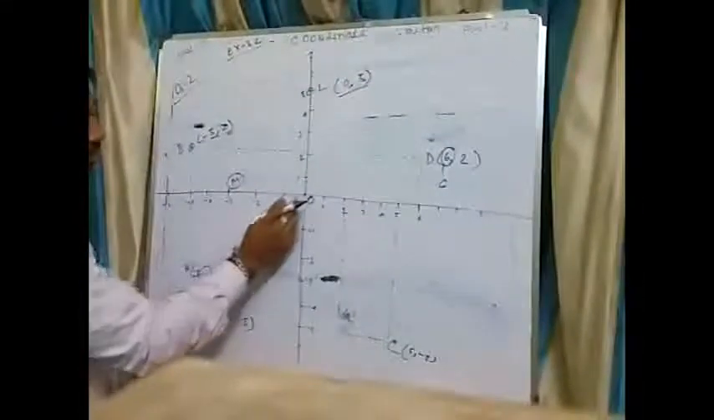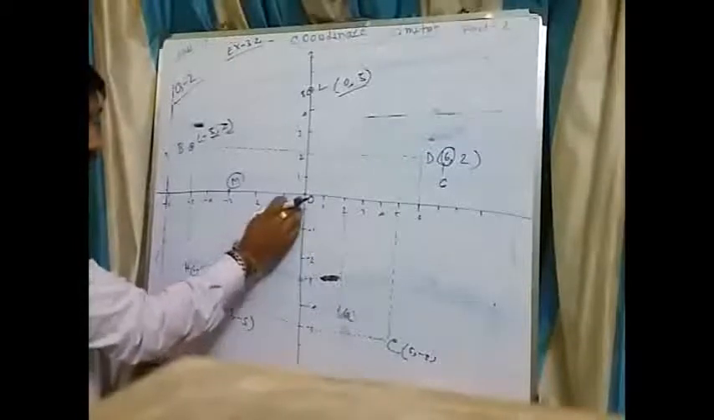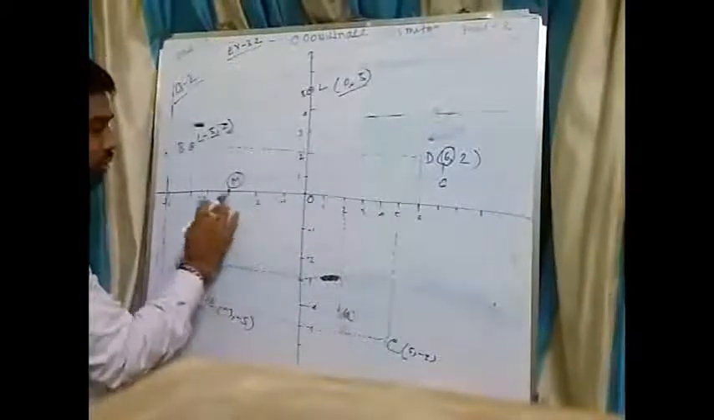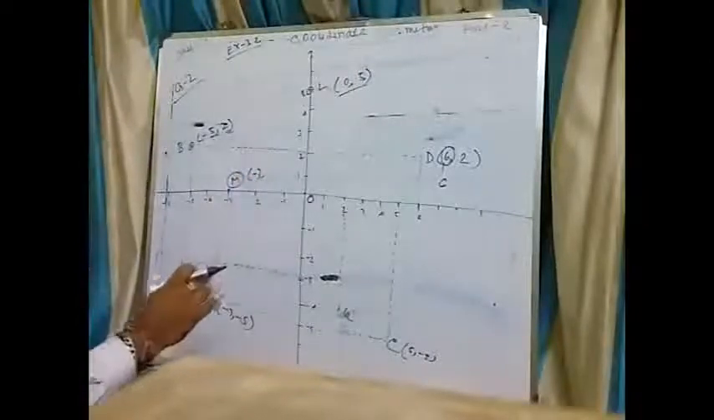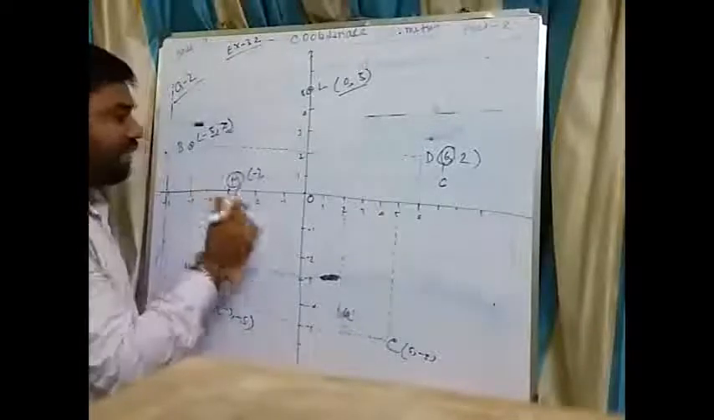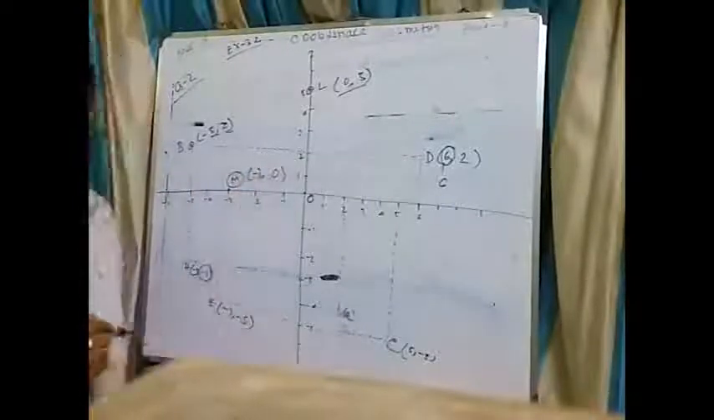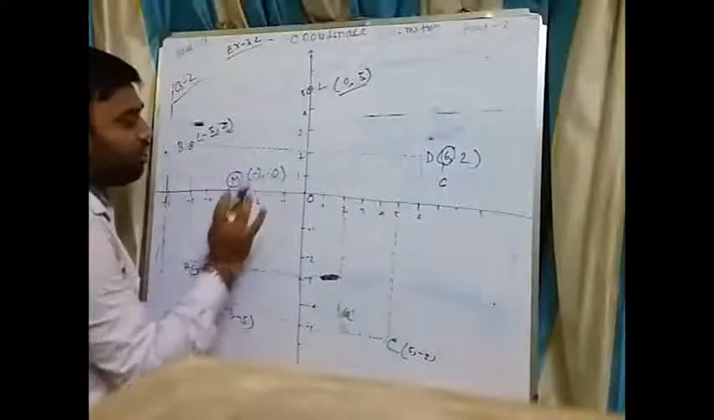Last part, coordinate of M. That point is M. Start from origin, move along the negative x-axis, 1, 2, 3. That is minus 3. And as it lies on the x-axis, the y-coordinate should be 0. So the coordinate of point M is minus 3, 0.